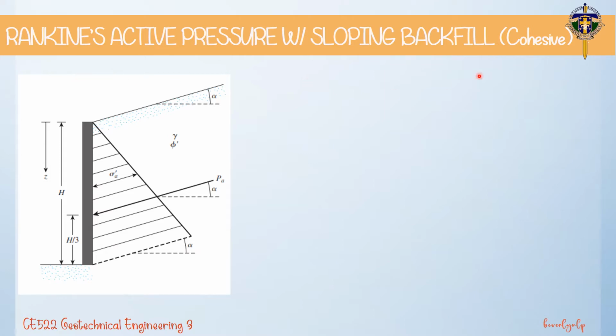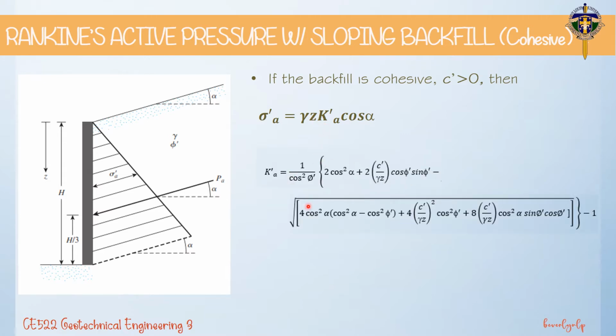This time, we will now be considering what if the backfill is cohesive. So if the backfill is cohesive, that is the cohesion is greater than 0, then the active earth pressure is determined using this equation. So gamma is the unit weight of the soil, Z is the depth, K prime A is the coefficient of the active earth pressure, and then alpha is the angle that the backfill makes with the horizontal.